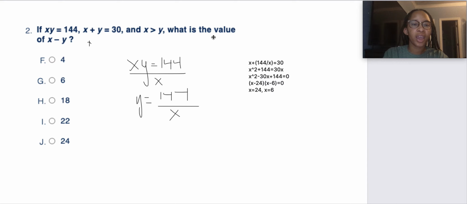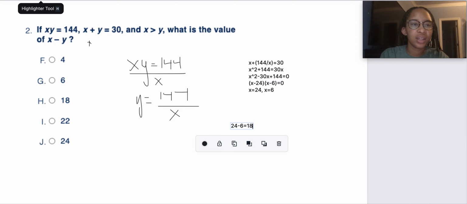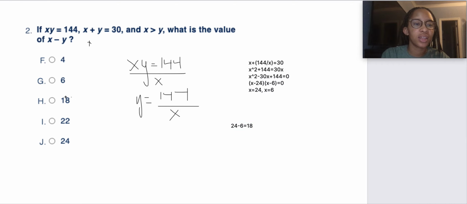So now the question asks us, what is the value of x minus y? So that means we need to do 24 minus 6, and that'll give us 18, meaning that the answer is H.